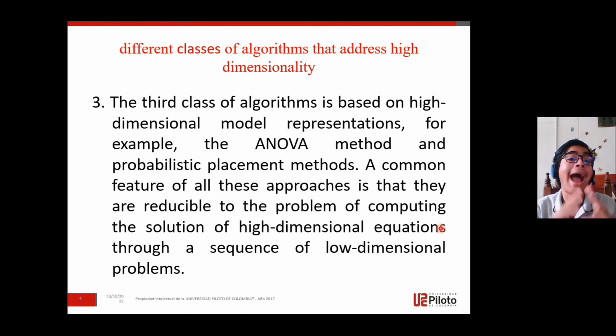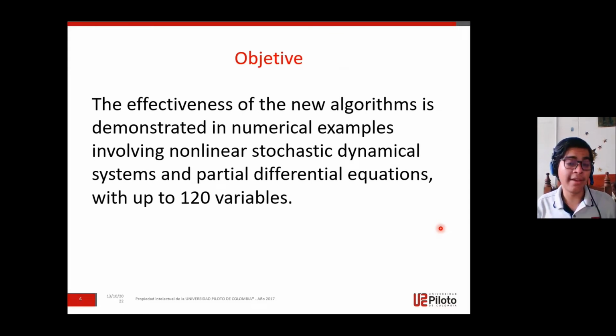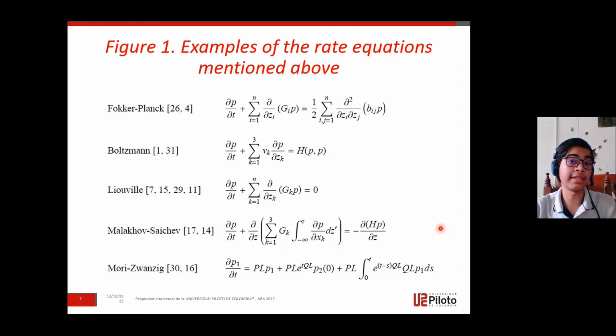A common feature of all these approaches is that they reduce the problem of computing the solution of a high-dimensional equation to a sequence of low-dimensional problems. The efficiency of the new algorithms is demonstrated by numerical examples involving nonlinear stochastic dynamical systems and partial differential equations with up to 120 variables. These are examples of the equations mentioned above: the Fokker-Planck, the Boltzmann, the Liouville, the Mori-Zwanzig, and others.